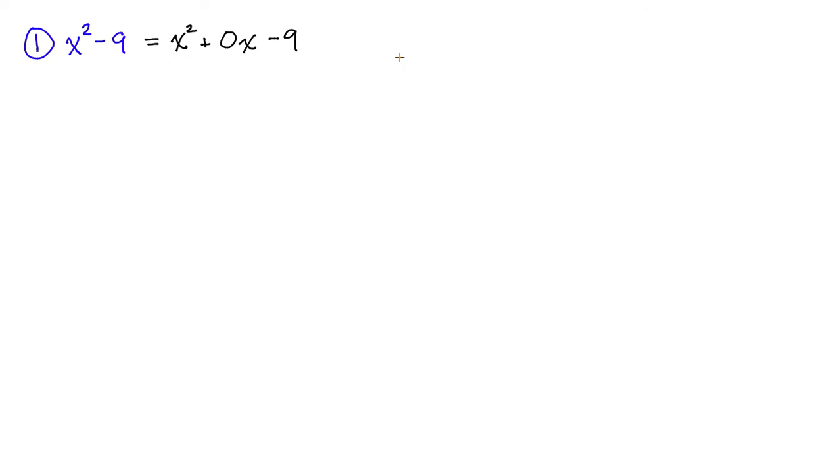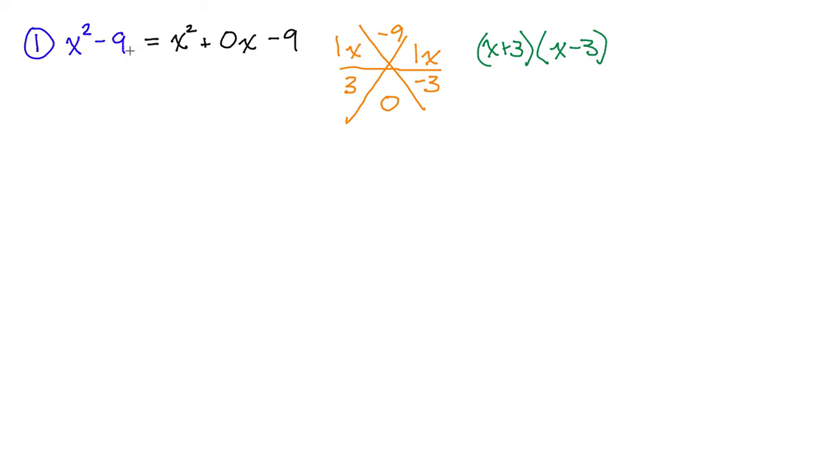When I set up Advanced Ninja Star, I have 1x, I multiply negative 9 times 1, and that's going to be negative 9. 0 goes on the bottom, and I ask myself, what times what is negative 9 that adds to 0? And the answer is 3 and negative 3. I can't really reduce fractions, and I get x plus 3 times x minus 3. This will work on any difference of squares problems. You can do really big ones too.